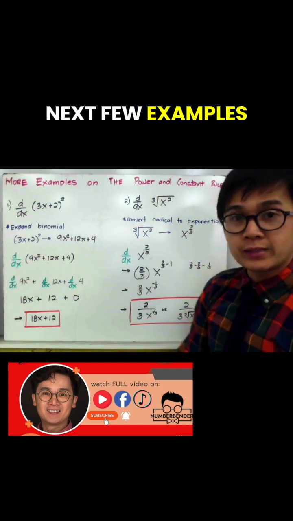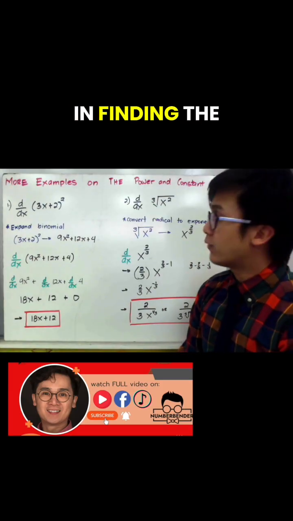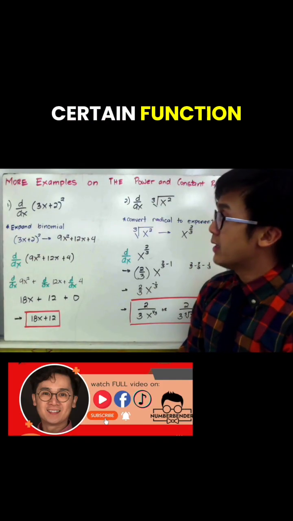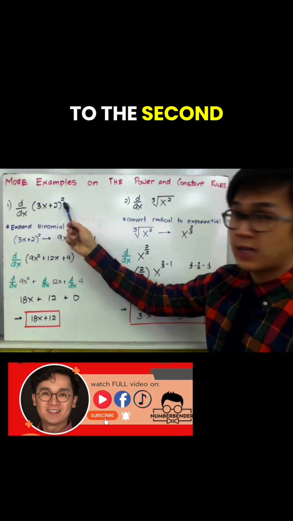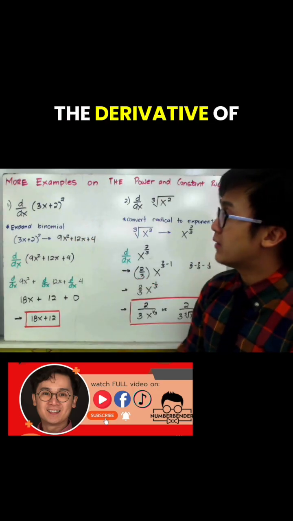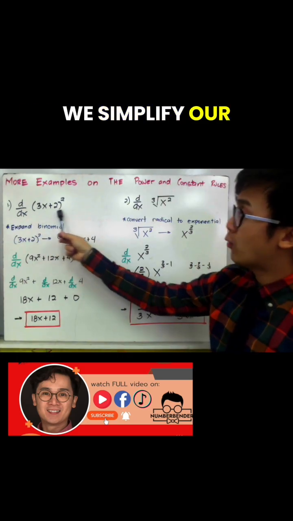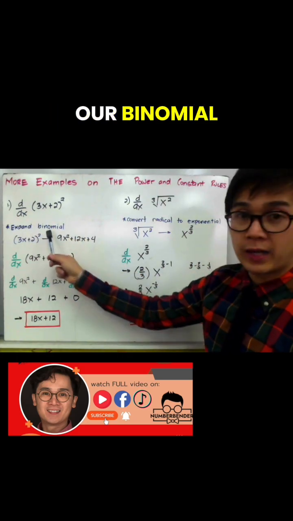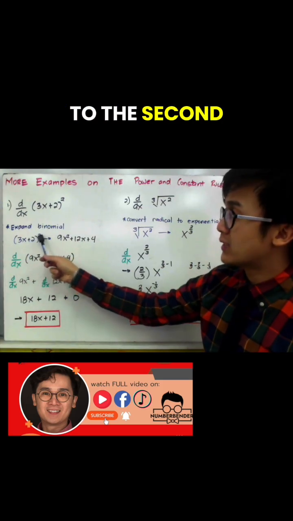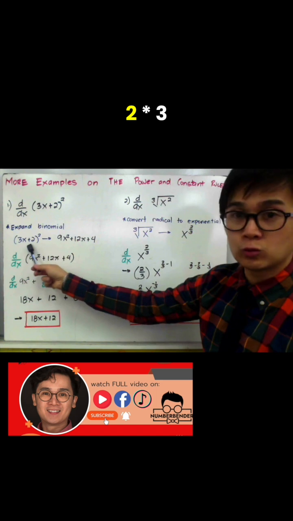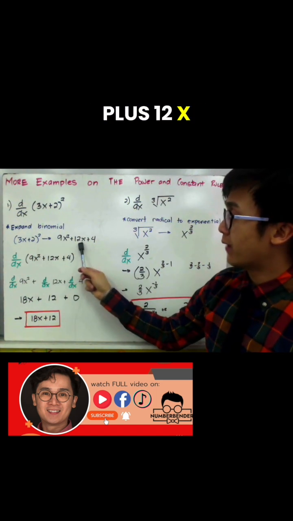Now for the next few examples that we're going to solve, we're going to combine the power and the constant rule in finding the derivative of a certain function. So for example number 1, we have 3x plus 2 raised to the second power. So if we're going to find the derivative of this particular function, what we need to do is we simplify our function by expanding our binomial. And we know that if we expand 3x plus 2 raised to the second power, it is simply 3x plus 2 times 3x plus 2, which gives us 9x squared plus 12x plus 4.